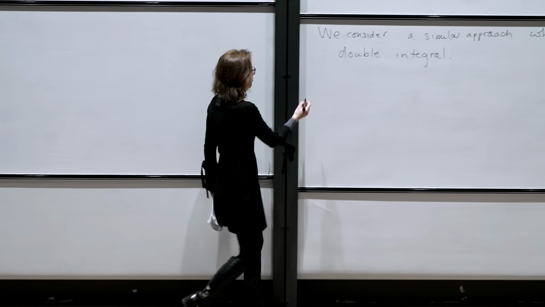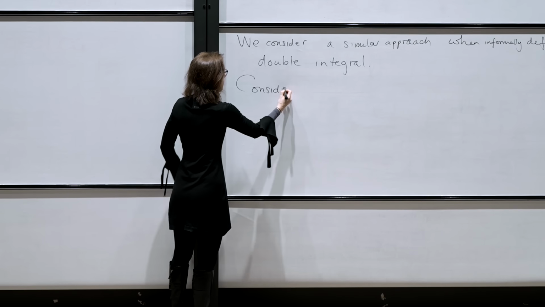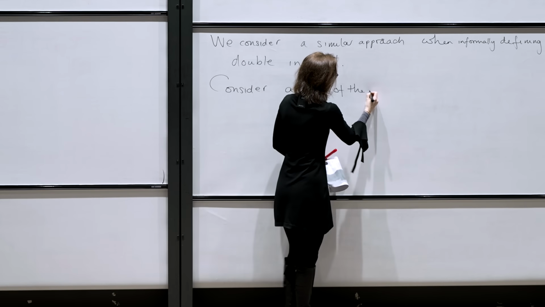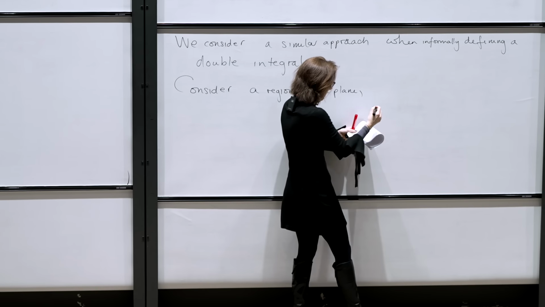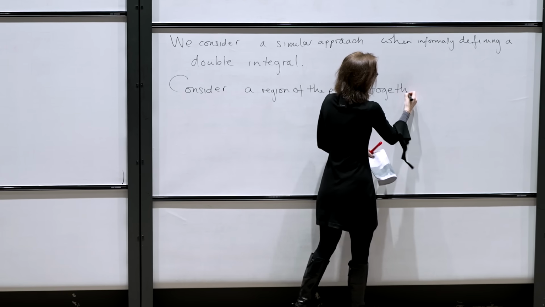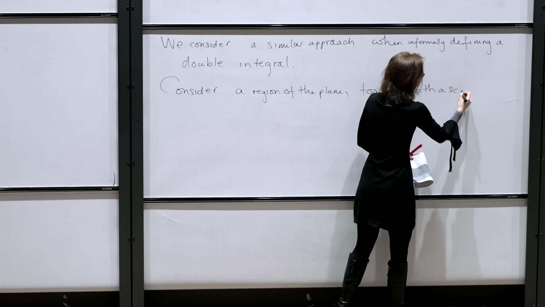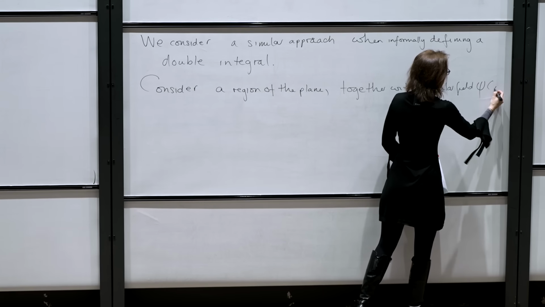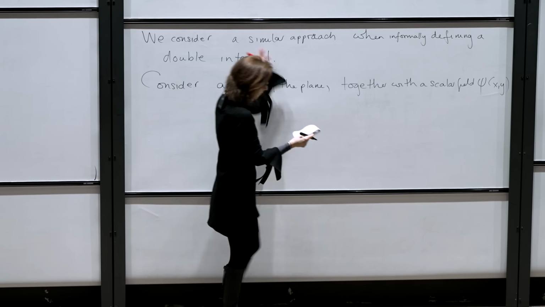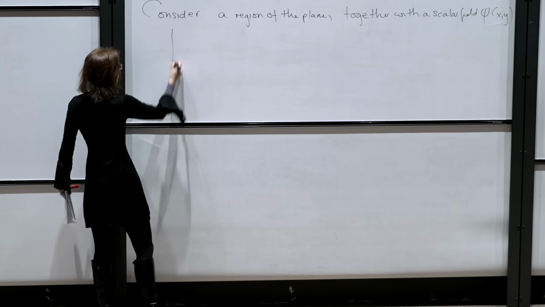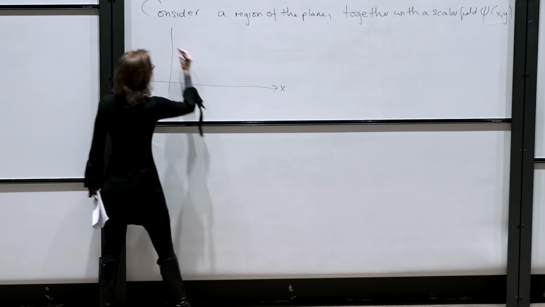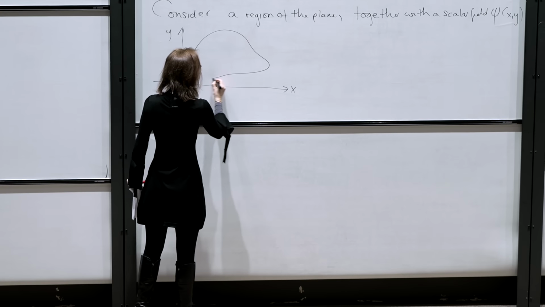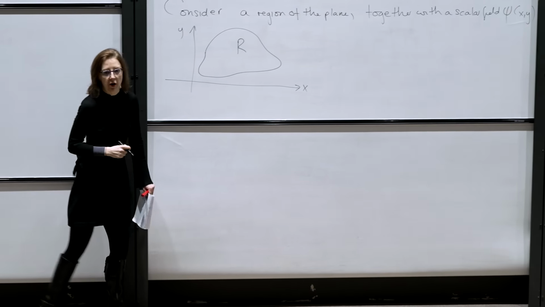Okay, so let's think about what we're doing now. So let's suppose we consider a region of the plane together with some function. So together with a scalar field now, which we're going to call psi, which will be a function of the coordinates in the plane x, y. Okay, so we're going to have the plane. Here's x, here's y. And we're going to integrate over some region in the plane, which we're going to call R, our region of interest, R.